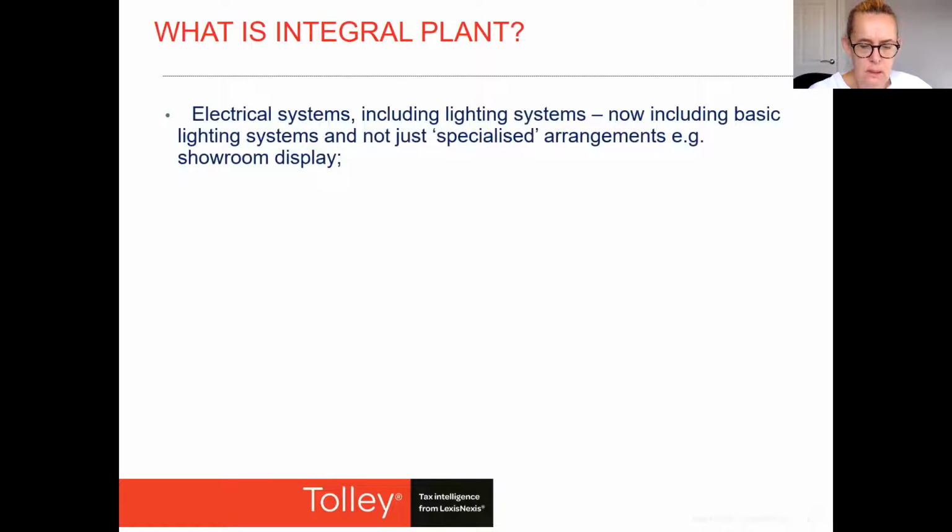So what is integral plant? Electrical systems, including lighting systems. It used to be, and this was on the back of a tax case involving John Lewis's at Brent Cross, that if you had specialised lighting in places like shops, you could get normal capital allowances on them. But now you can get capital allowances on basic lighting as well. Now, if you don't have annual investment allowance, then you may want to try and get this in as specialised lighting, so that you get normal capital allowances rather than integral special rate pool capital allowances. But anyone who's got annual investment allowance, it's not going to particularly matter.